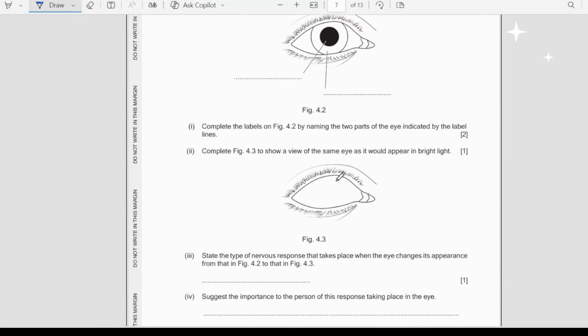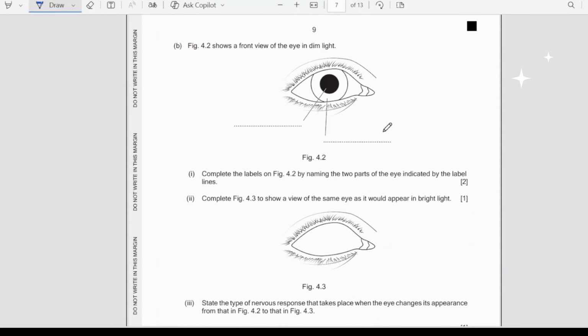So there are two things. What is this black colored thing called, and what is the white part? The very black is the pupil. And the colored part, which is brown, blue, black? Iris. Iris is the colored part.